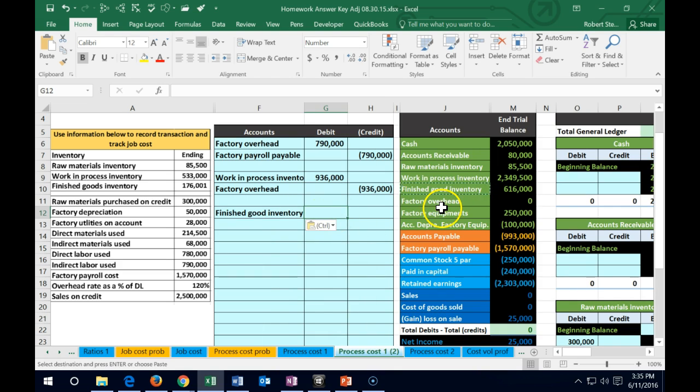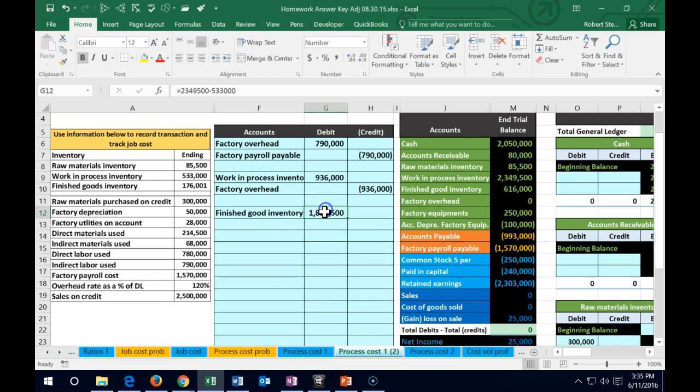Then the amount is just going to be equal to this 2,349,500 minus the amount that's going to be in there at the end, 533,000. That's what we need in order to get this number to go down to that. So that's what that calculation is.